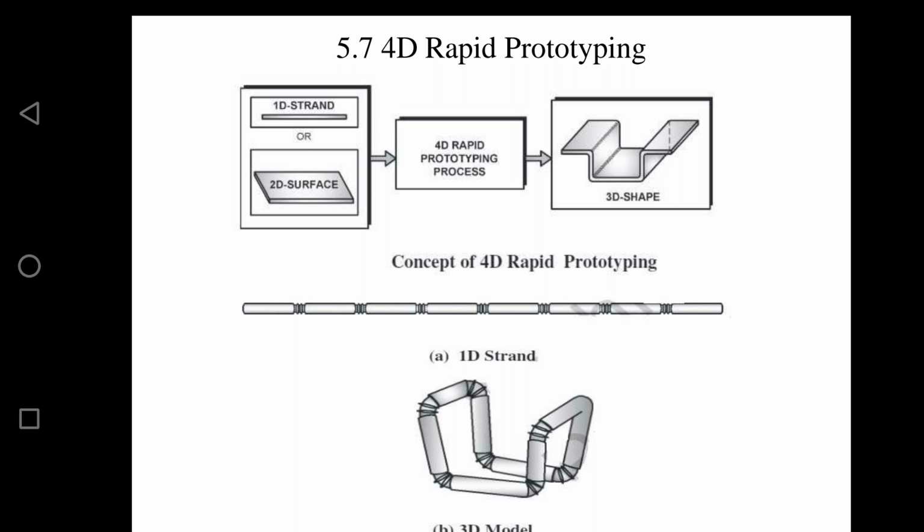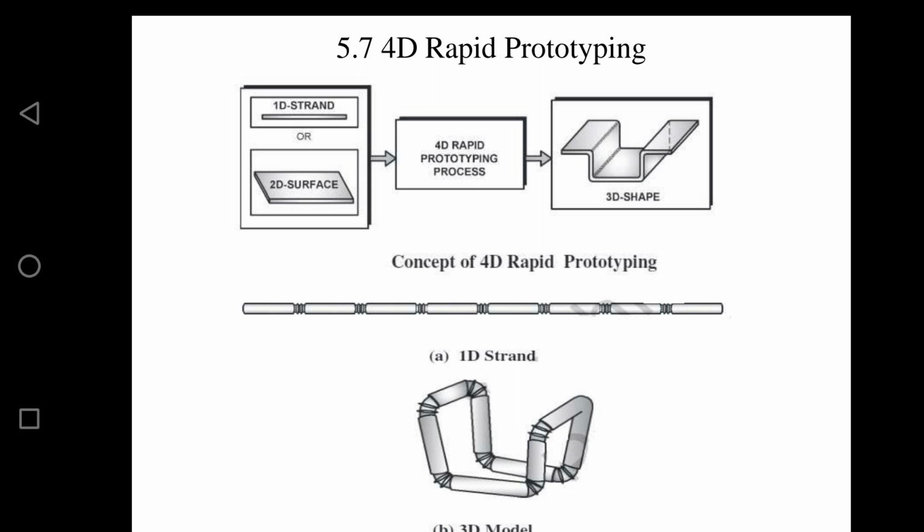Okay, we just need to immerse the 1D strand or 2D surface in water. When this model comes in contact with water, the different water absorbing properties of the different materials activate the self-assembly process and convert the 1D strand or 2D surface into the desired shape.